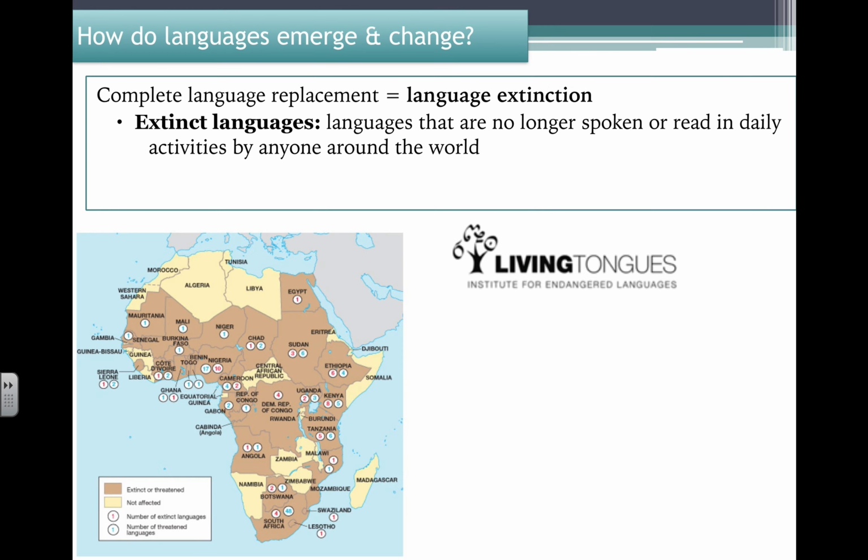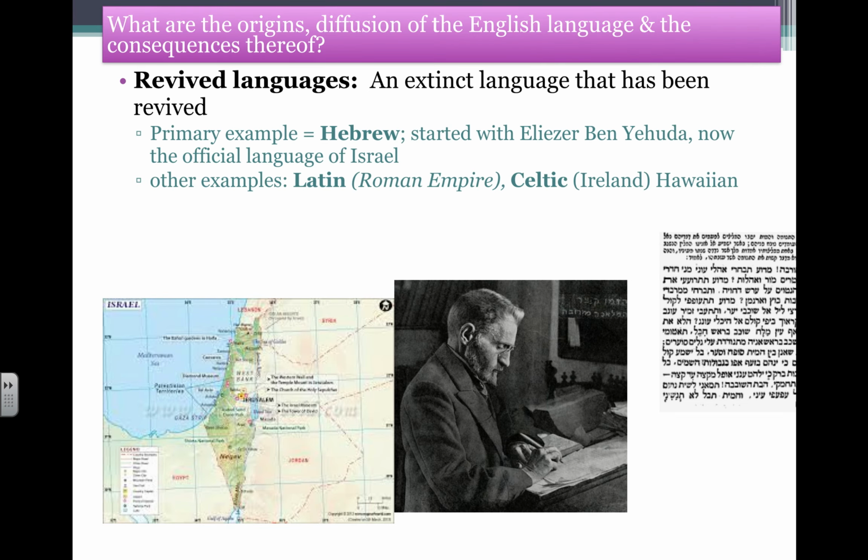There's also an example, and then the complete process there, the complete loss of the language, would lead to what's known as an extinct language. So languages that are no longer spoken or read in daily activities by anyone around the world. So that's the mission of some of the people we talked about in class: to end this process and to try to save these languages before they become extinct. Now, what's interesting, though, is that just because a language is gone doesn't necessarily mean it's gone forever. So these extinctions can be temporary, because there is something known as a revived language.